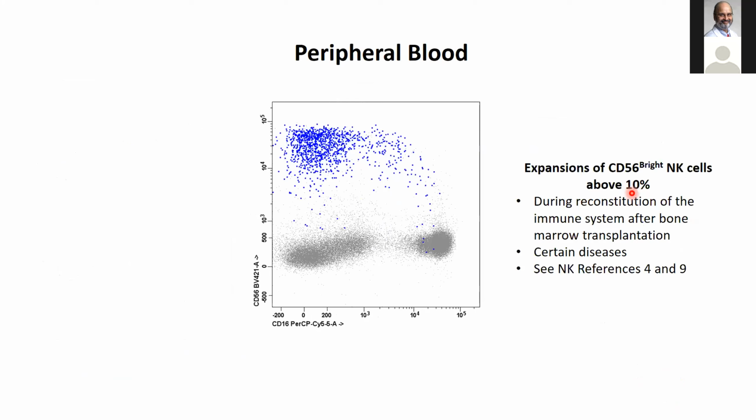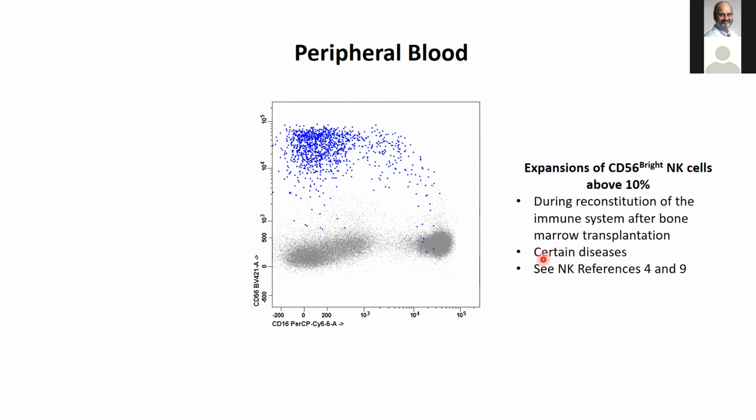Now here's a case in the peripheral blood where you actually have a shift toward those CD56 bright positive, CD16 negative NK cells. Again, if I saw this in the peripheral blood, I'd want to be real careful to pay attention to all of my NK cell markers to ensure that I'm not dealing with some type of neoplastic process. But in the back of my head, I know that you can get expansions of NK cells above 10% under certain circumstances. One of those is after bone marrow transplantation, during reconstitution of the immune system. You can see this kind of a shift.